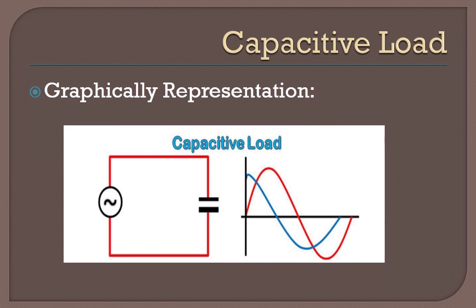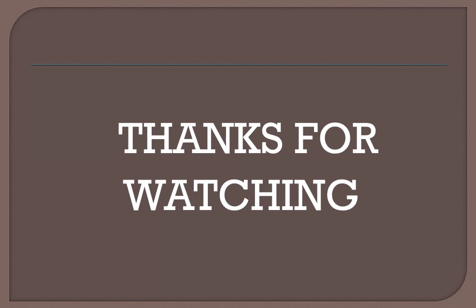In the graphical representation of the capacitive load, you can see the voltage tends to lag and the current tends to lead. This is the main difference from the resistive loads.